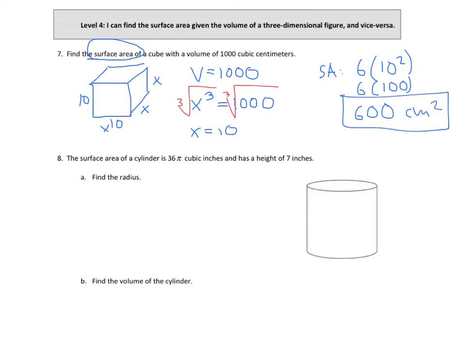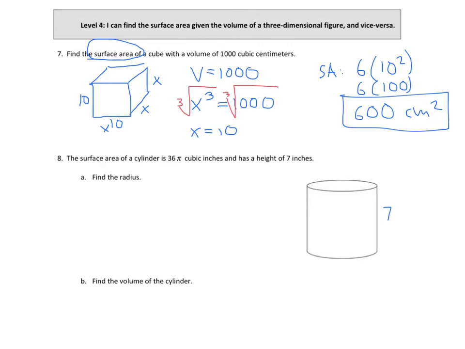In the next example, the surface area of a cylinder is given to us. It's 36 pi square inches, and we have a height of 7 inches. So we know the height is 7, and we know the surface area. First, we want to find the radius.